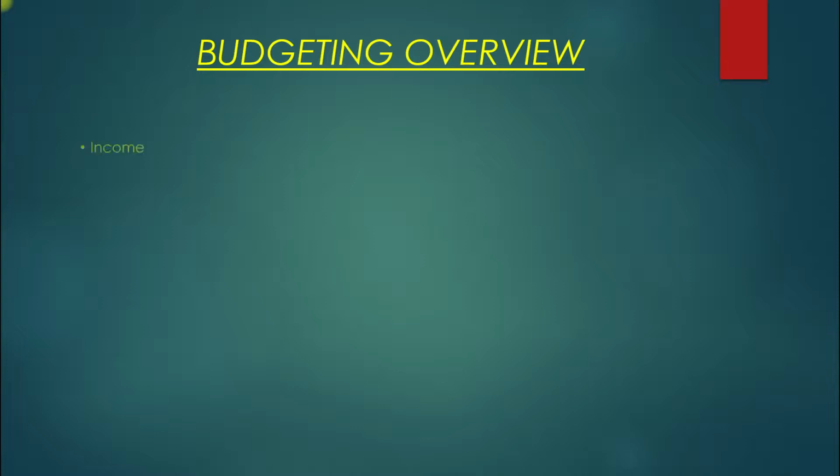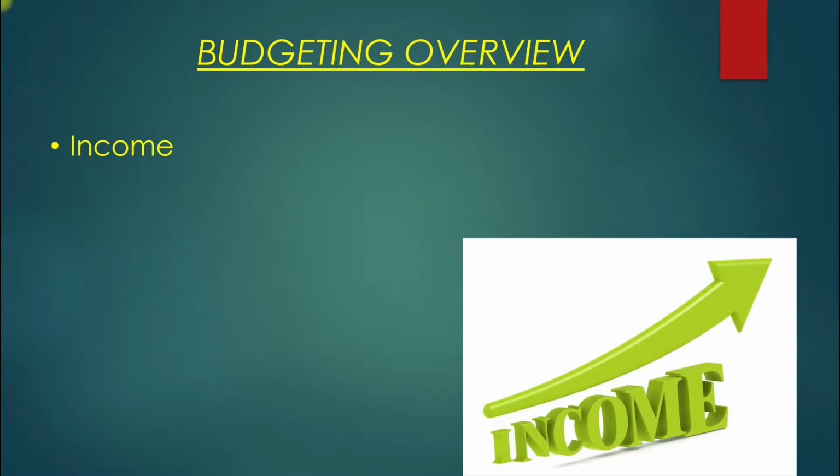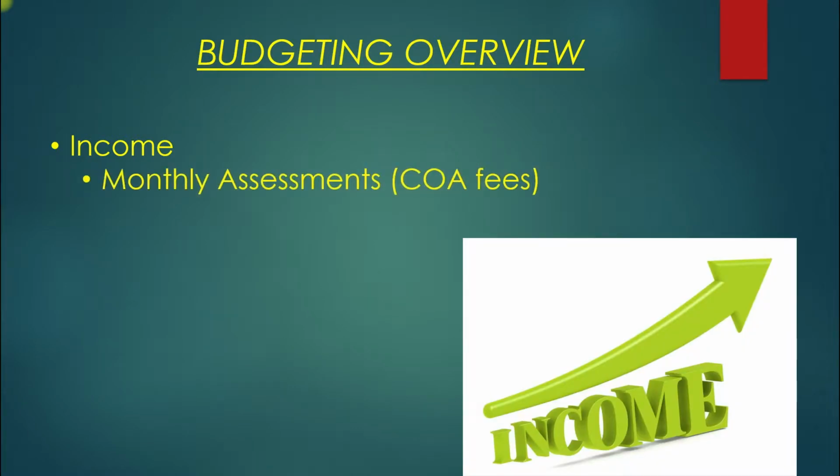When you're talking about budgeting, you of course need to start out with income, and that's how much money you have coming in. Income is generated in a COA in one of two ways. First is the monthly assessment. Those are COA fees that are paid every month by all of our owners. This is the main way that income goes into our budget.